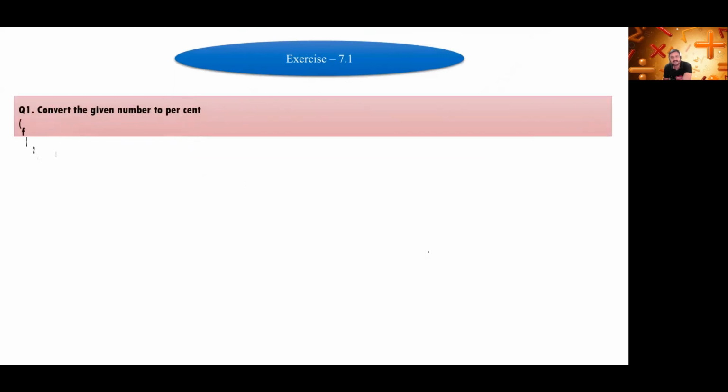Kabir, see your ID name, huh? ID name is just Kabir Nihilani. So that's why you are marked absent every day.